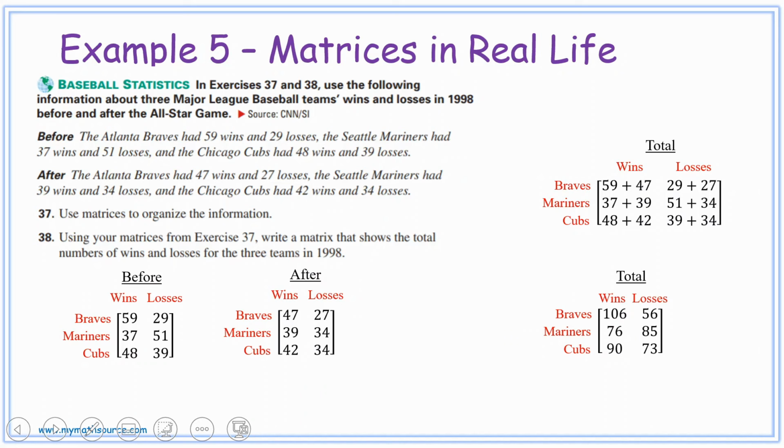We see that the Braves have won 106 times and lost 56 times in total. That the Mariners have won 76 times in total and lost 85 times in total. And then the Cubs won 90 times and lost 73 in total. And this is how we can find that information. Now, the reality is we could put this into a computer or into any type of calculator or data crunching tool, and we can find information like this very, very fast.